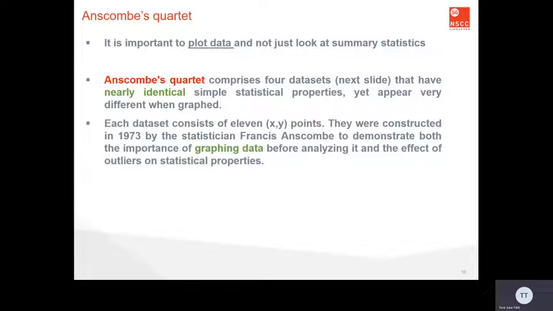Anscombe's quartet comprises 4 datasets. These 4 datasets have nearly identical simple statistical properties, yet appear very different when graphed. Each dataset consists of 11 points, and they were constructed in 1973 by the statistician Francis Anscombe to demonstrate both the importance of graphing data before analyzing it and the effect of outliers on statistical properties.